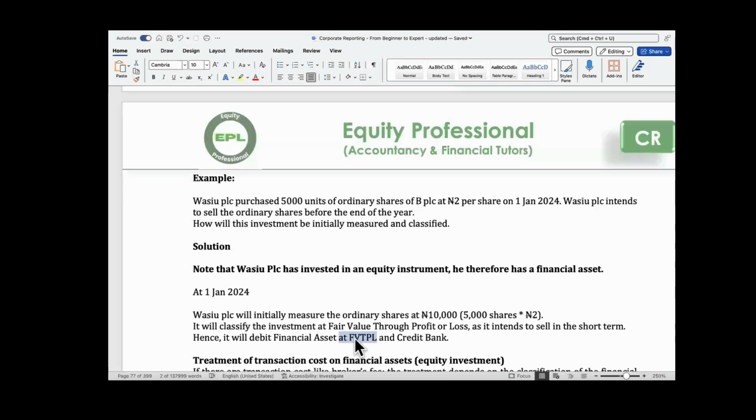So even in the exam, even in real life, when your company buys shares, you need to present the account properly. Don't just write equity investment. You need to put equity investment at fair value to P&L, or at fair value to OCI if they are holding it for the long term. You need to properly present it in that manner.